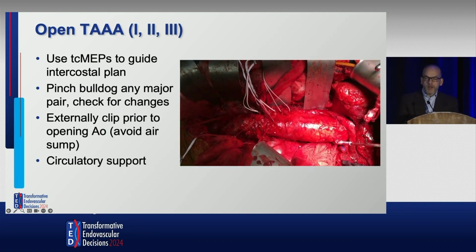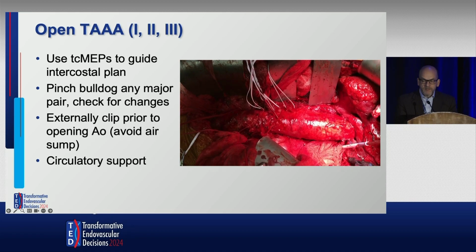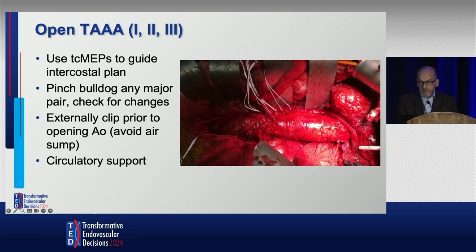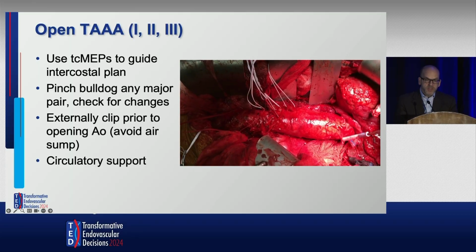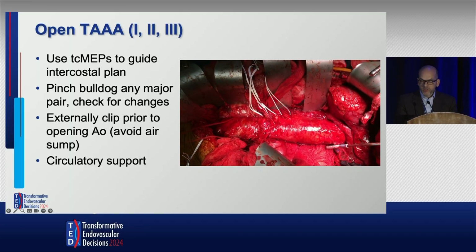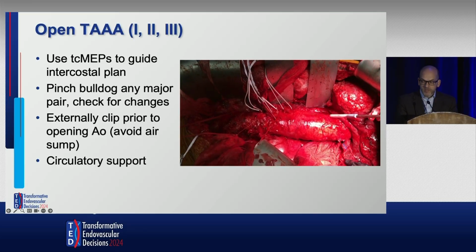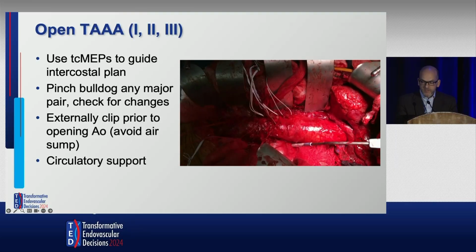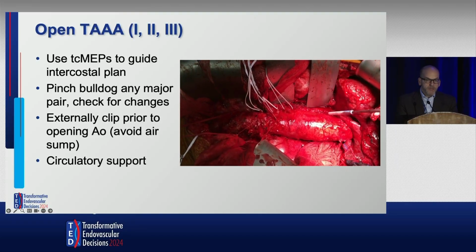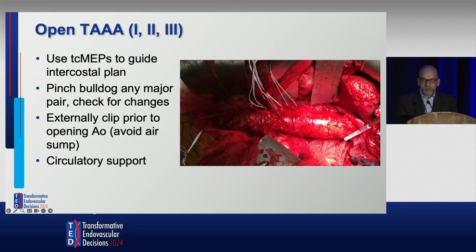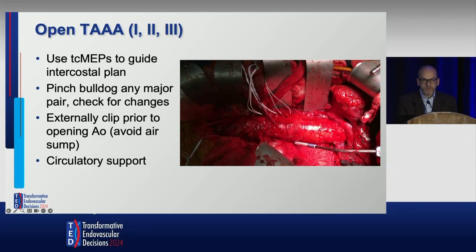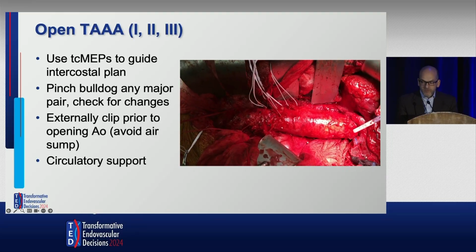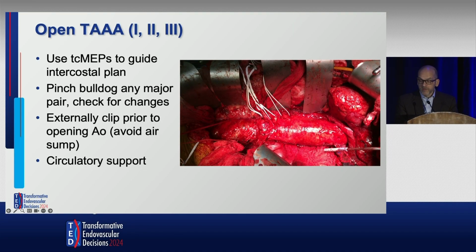In open thoracoabdominal aneurysms in our practice, the 1, 2s, and 3s that we do, and then largely, these have been replaced by endovascular means, we do use the MEPs to help us guide the intercostal plan. So if we have a questionable intercostal pair, we do want to reimplant as much as possible. But if we're not sure about it, we'll use a pinch bulldog applied on the intercostals and watch the MEPs and see if that pair should be reimplanted. And then we make sure all the pairs we've decided to sacrifice, we clip externally before opening the aorta so there's not an air sump to cause pressure changes in the cord, or even, I guess, air embolus going the other direction.